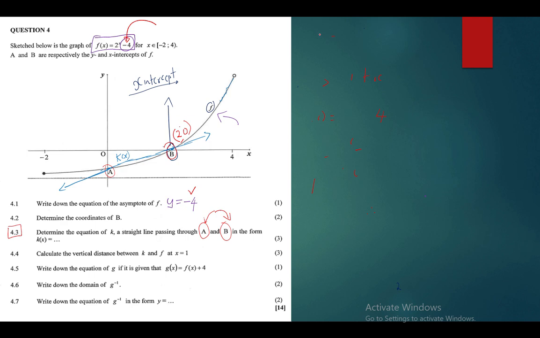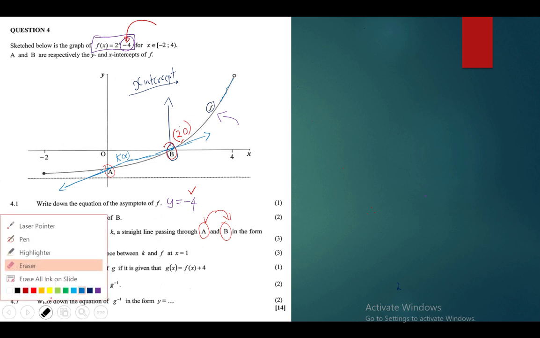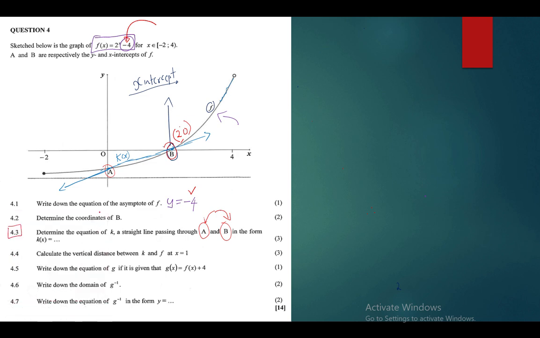You look at A, A is the y-intercept. You look at A on your graph, you will see that A is your y-intercept. A is the y-intercept of f, because this is where the function f cuts the y-axis. A is the y-intercept. Is the y-intercept of which function? Of function f of x.